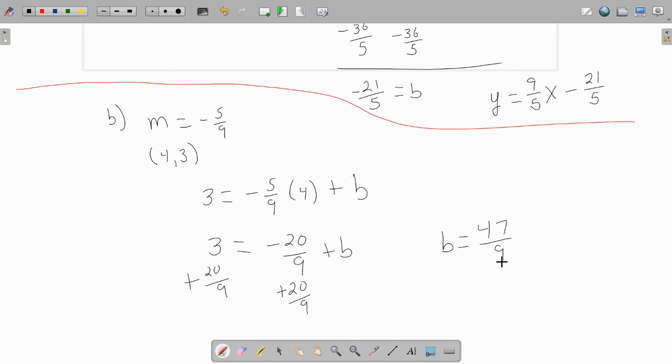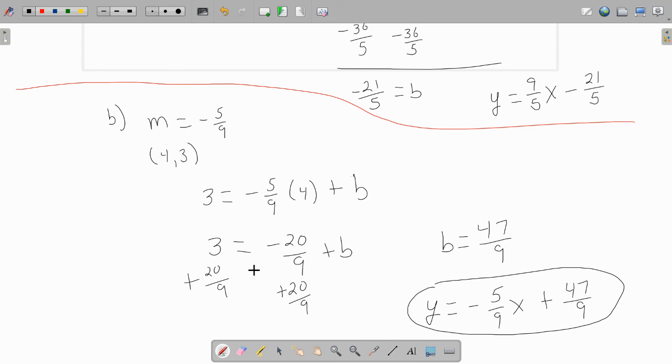Use a calculator to help yourself out. So y equals, our slope is -5/9 x plus 47/9. So just understand the process. Use your calculator to help you with fractions, or find something online that'll help you with fractions. That's probably the hardest part here. Okay? And that concludes this video.